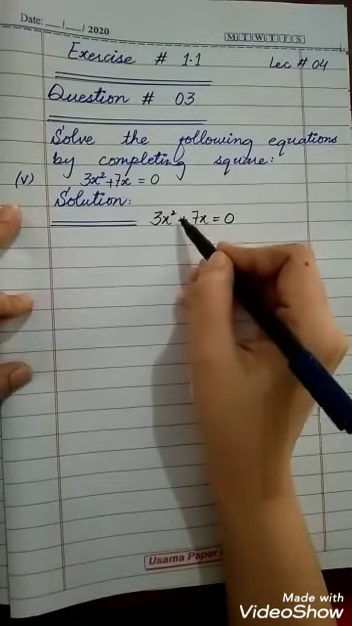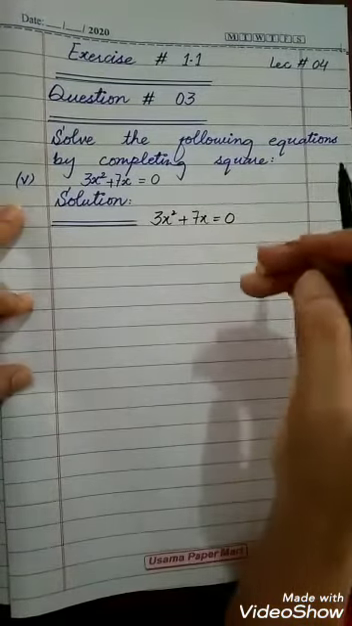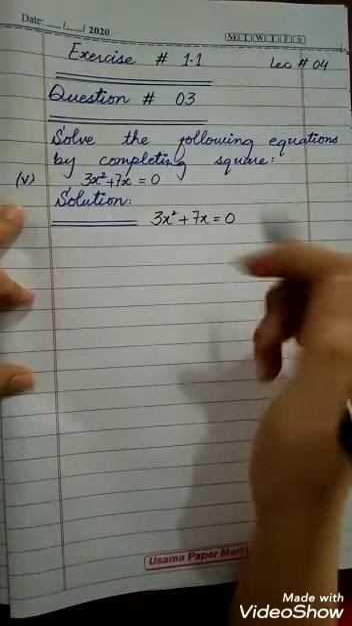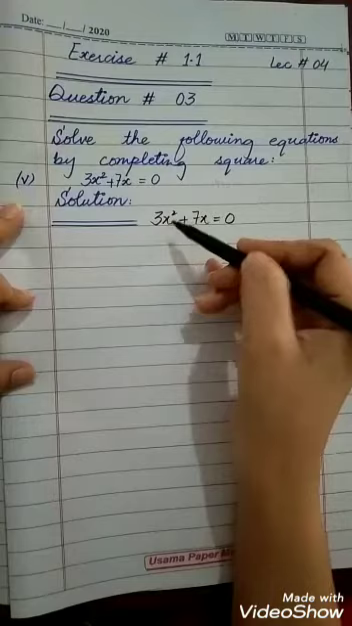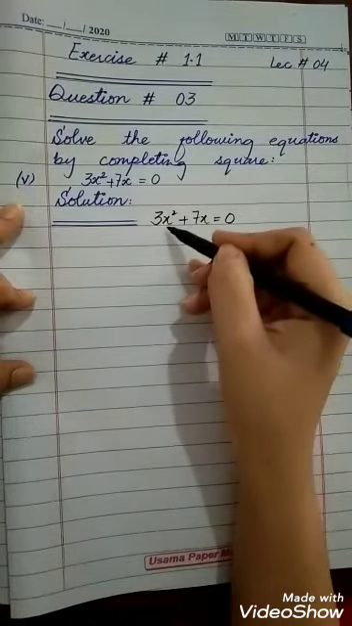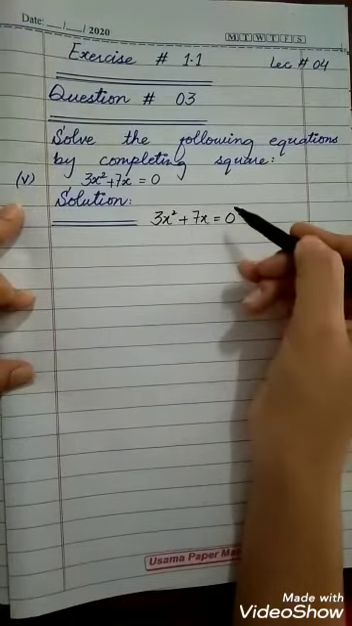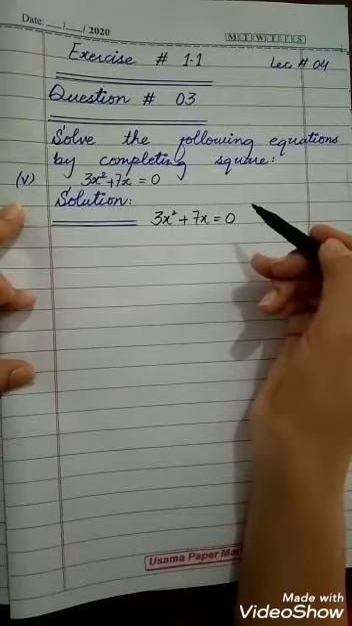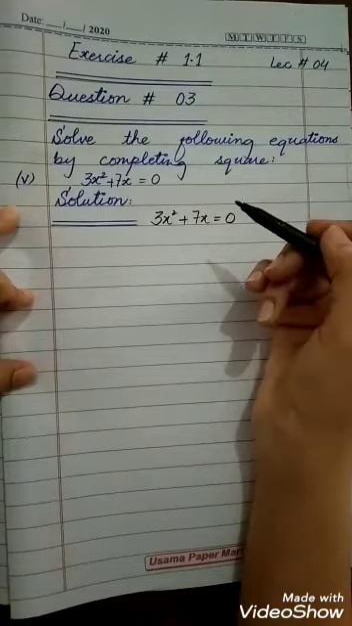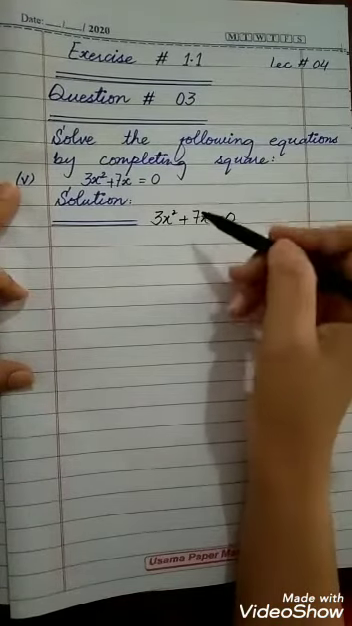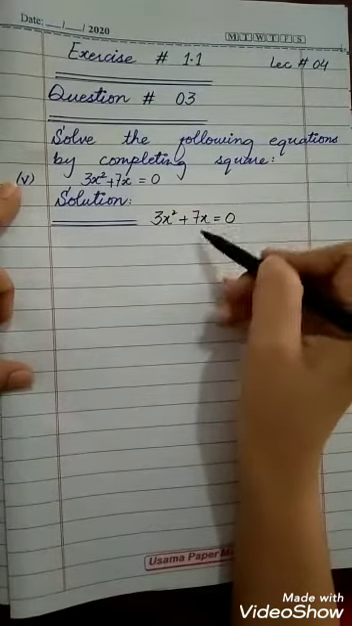A quadratic equation is given. What are the characteristics of a quadratic equation? Basically, a quadratic equation is firstly a x square, then bx, and then a constant value, equal to 0. It is a quadratic equation and it should be in that form. That is the general form or standard form. Now move towards this question.